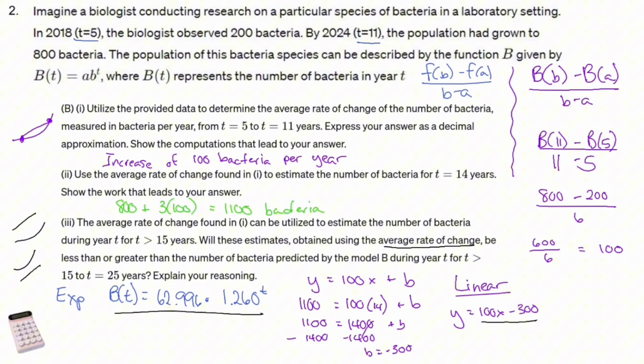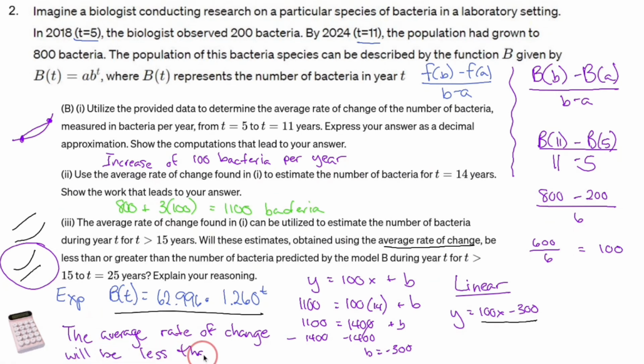All right, so after all of that, if you gave up on the video, I don't blame you. But what we saw is this, where the linear graph is below the exponential graph. So the average rate of change is less. The average rate of change, that's two ofs. The average rate of change will be less than.